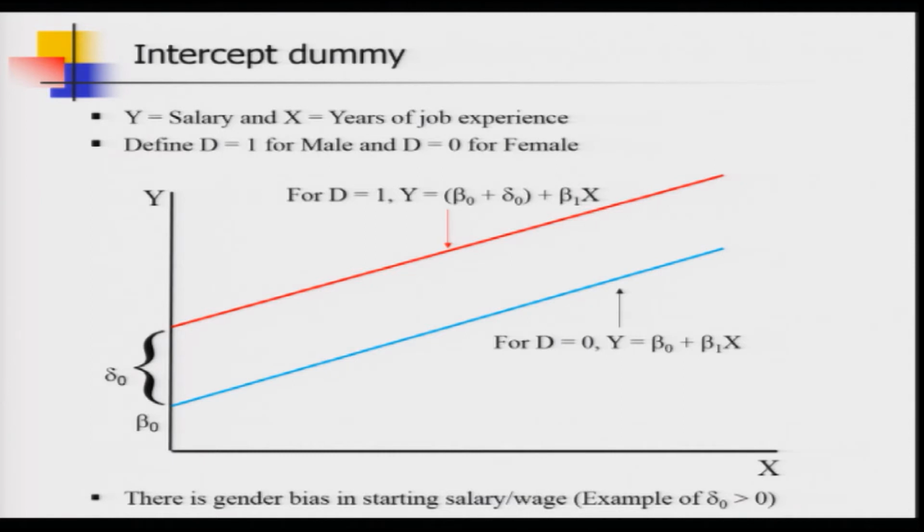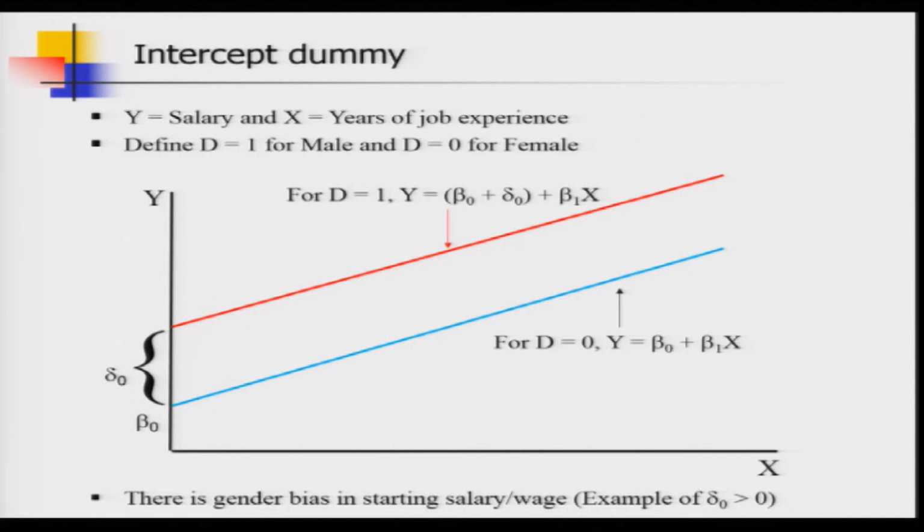Okay. Now, we concentrate on the relationship between years of job experience and the salary for the female group of laborers, and there we have to assume that our dummy variable D will take on value 0.